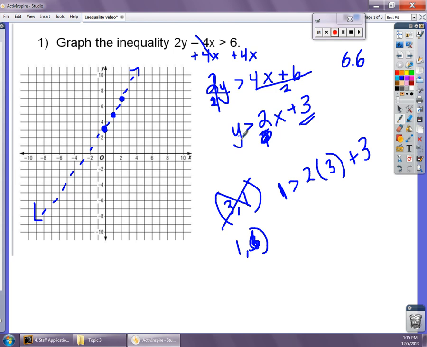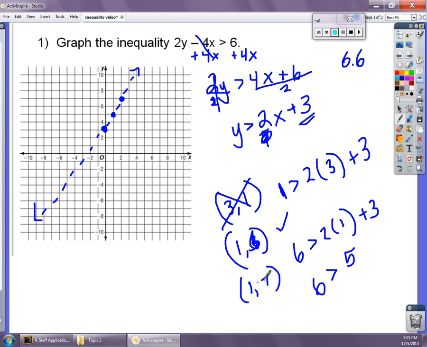So if you plug in a 6 for y and a 1 for x, 6 is greater than 5. So the point 1, 6 would be an appropriate solution. But so would 1, 7. If you put in a 1 for x and a 7 for y, it would actually still make this inequality true. So there's more than one answer that's going to work, based on this original problem.